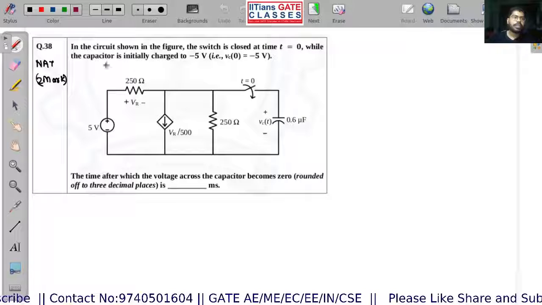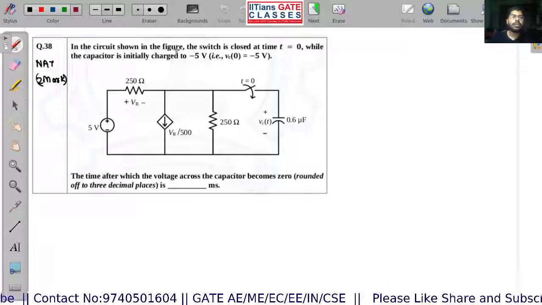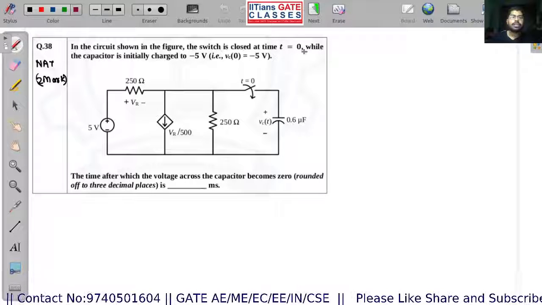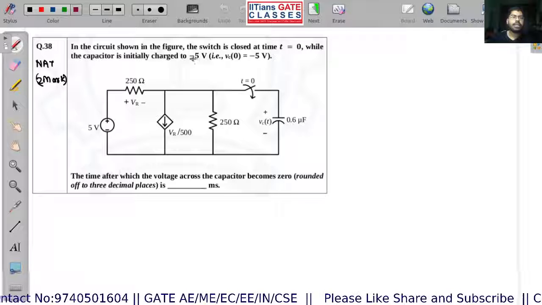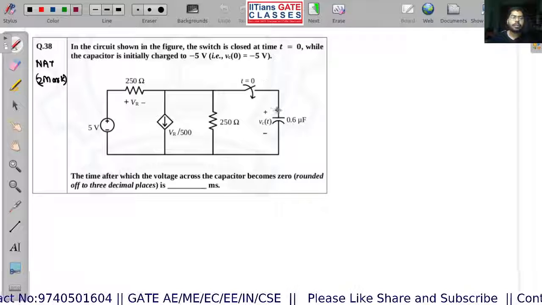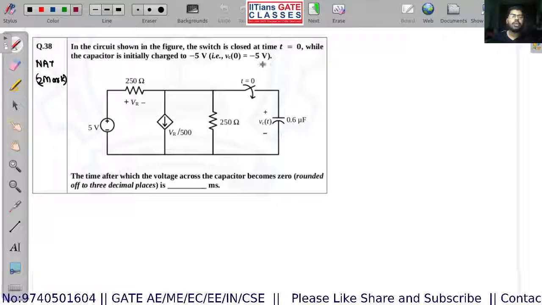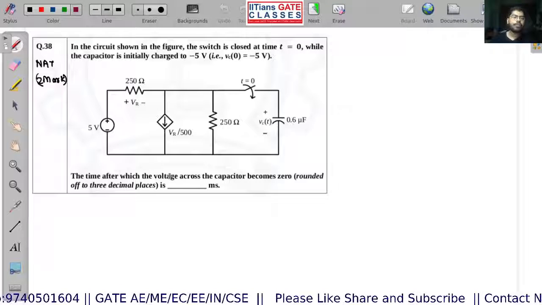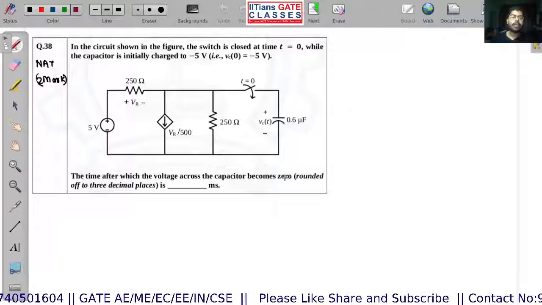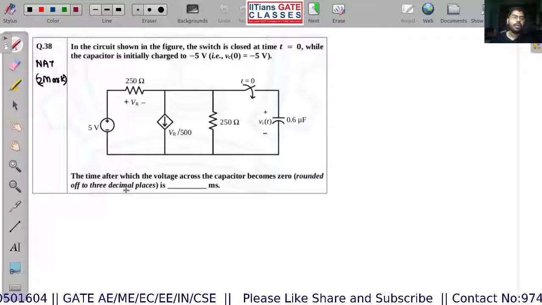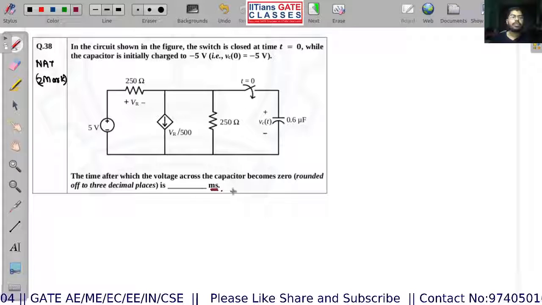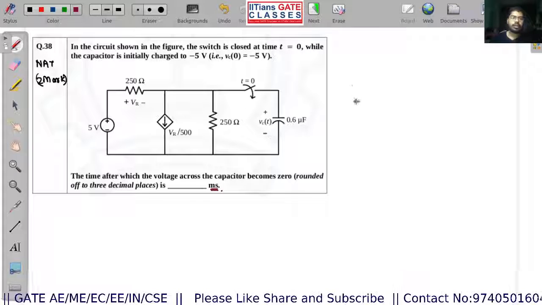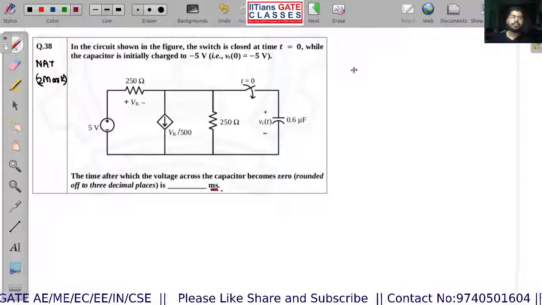So the next question that we have is, in the circuit shown in the figure, the switch is closed at t equal to 0 while the capacitor is initially charged to minus 5 volt. So the capacitor is initially charged to minus 5 volt. The time after which the voltage across the capacitor becomes 0, rounded off to 3 decimal places in millisecond, is. So remember, you have to give it in millisecond. So let us solve this question.